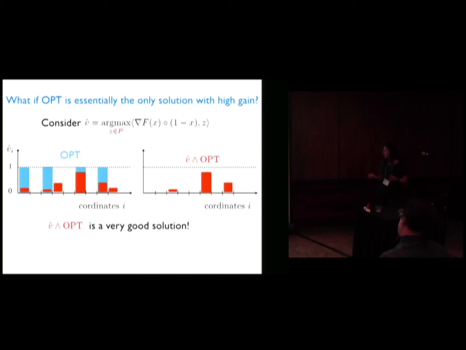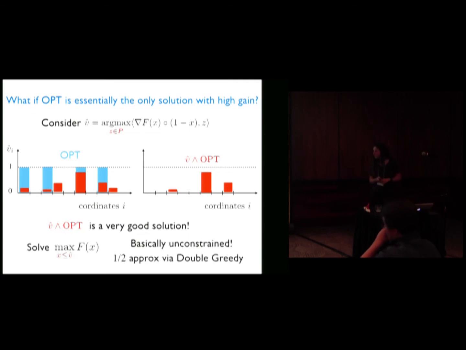Okay? Perfect. But you say, okay, but how does that help us? Because how are we going to find that? Well, we can just try to solve this maximization problem where we want to find a vector x that is no more than V hat, coordinate-wise, no more than V hat. So why is that good for us?